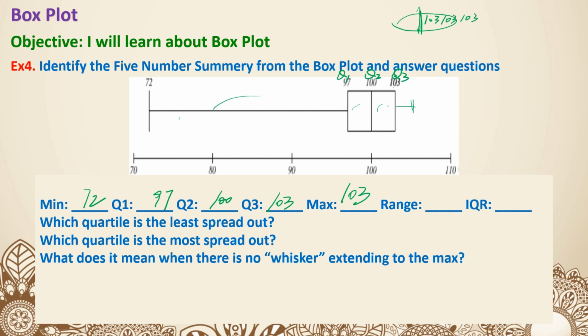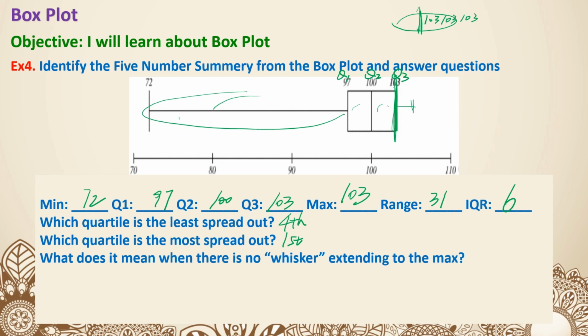And if that's the case, range would be max minus minimum. That would have to be 103 minus 72, which is 31. And IQR is Q3 minus Q1, which is 103 minus 97. That is 6. And you were asked to find the least spread out quartile. Q3 to Q4, they're just all a bunch of 103. So that means the range in that little quarter is actually 0. So the fourth quartile would have to be the least spread out. And the first quartile, just by looking, is way bigger than the other one. So that is going to be the most spread out.